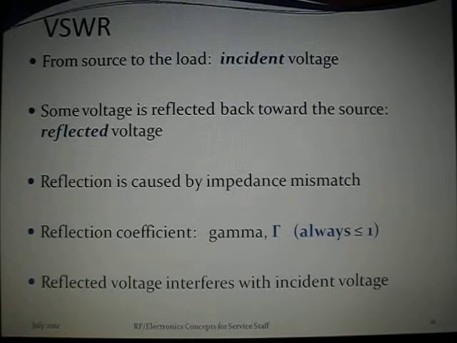In electronics, we use the Greek letter gamma, which is always 1 or less. If all of the incident energy is reflected, the coefficient is 1. Otherwise, it's less than 1. The reflected voltage is added to and subtracted from the incident voltage at regularly spaced points along the line. Those points are stationary or standing.